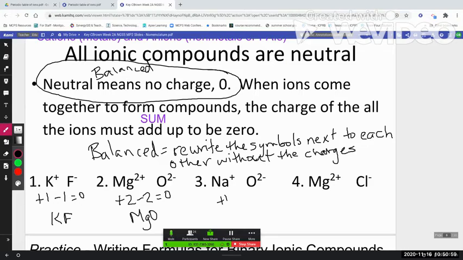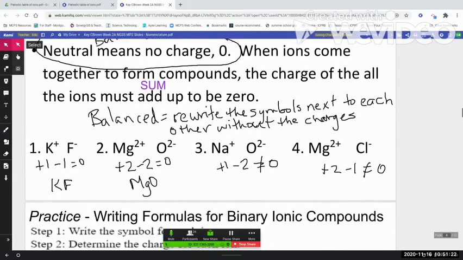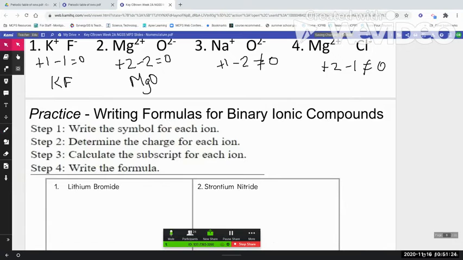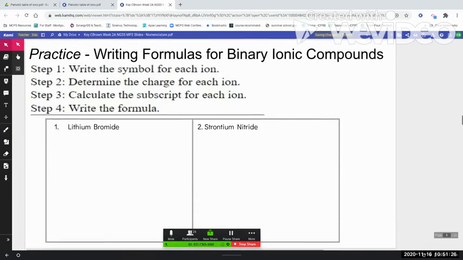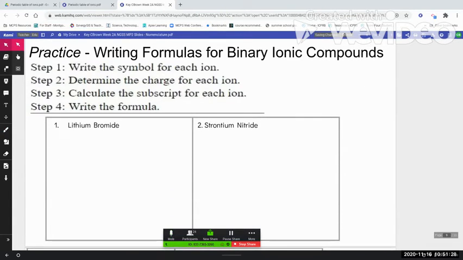So here I have a +1, a -2 that does not equal 0. Okay, so we're going to learn on the next page how to fix that. This is a +2 and a -1 that also does not equal 0. Right? So we're going to learn on the next page what we do when things don't equal 0.